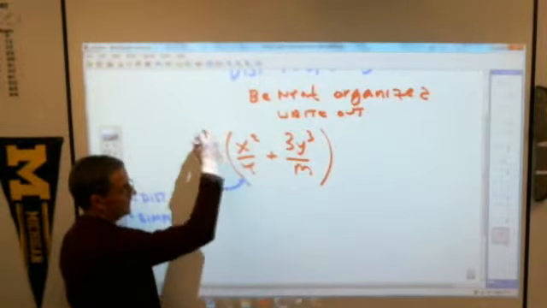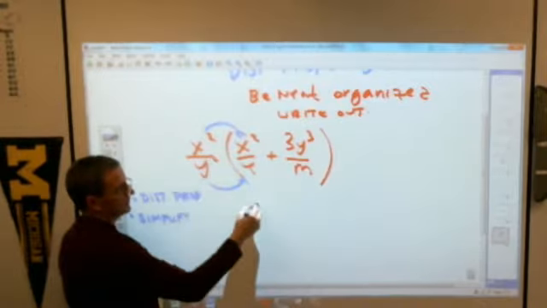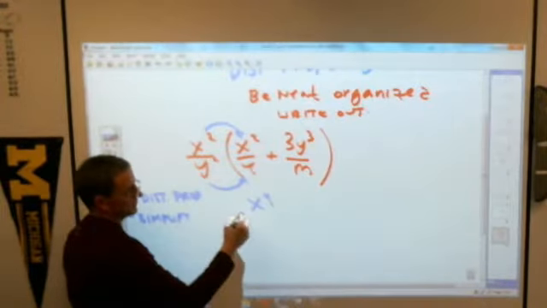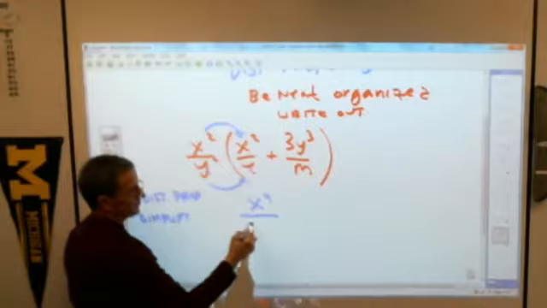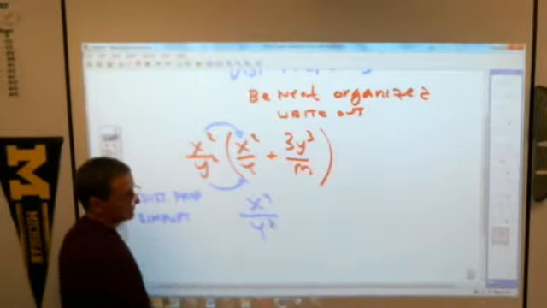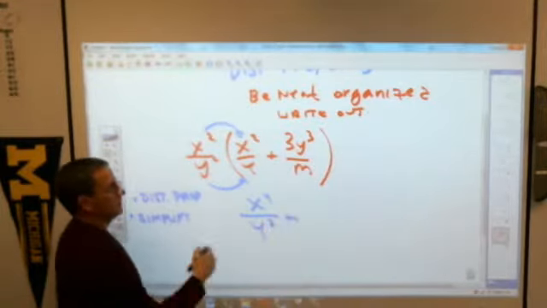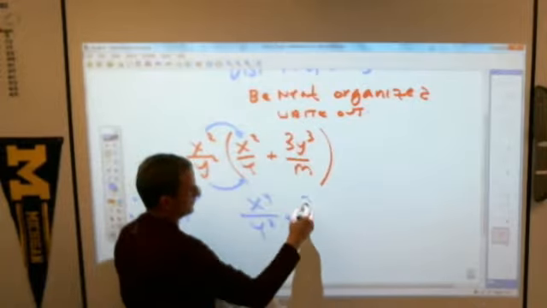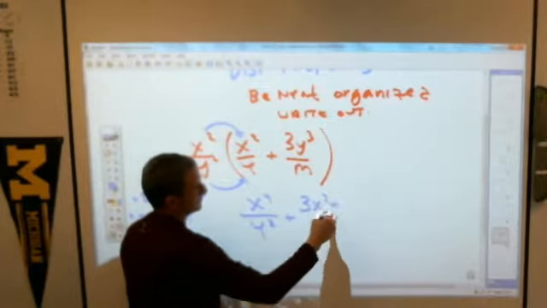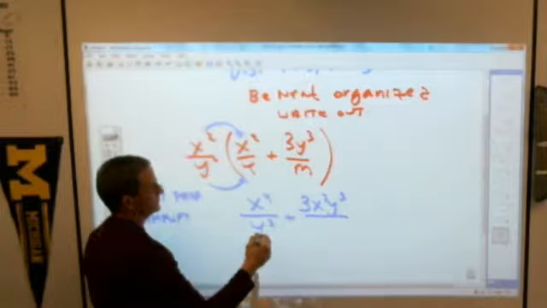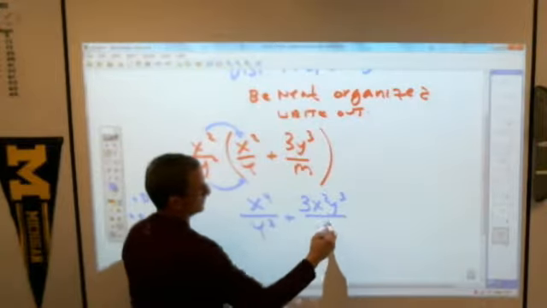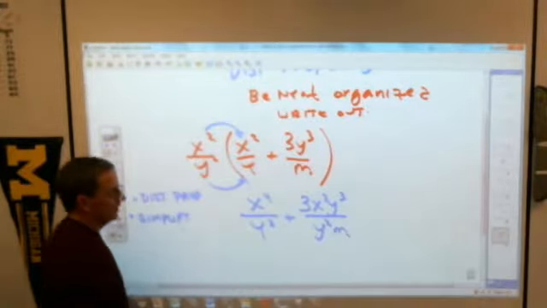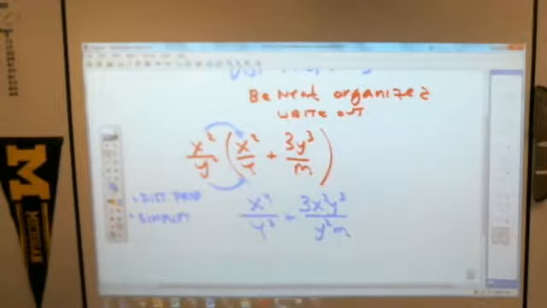If you multiply this fraction times that fraction, you get x squared times x squared is x to the 4th. y squared times y is y to the 3rd, plus x squared times 3y cubed over y squared m. And then the question is, can you simplify that any farther? Probably. No. This one you can't.